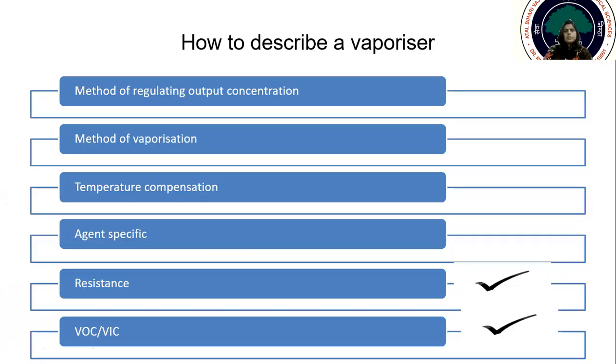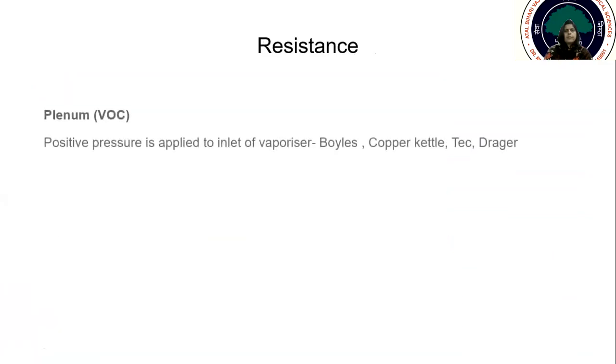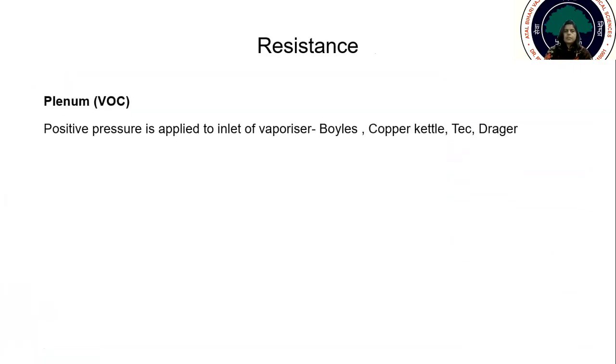Now coming to resistance and VOC, VIC. Plenum type of vaporizer. What are these vaporizers? These vaporizers offer high resistance to the gas flow. Therefore, positive pressure is applied to the inlet of the vaporizer in the form of compressed gas, so that it can carry the vapor molecules to the outlet. The examples are Boyle's bottle, copper kettle, Tec, Drager vaporizers.